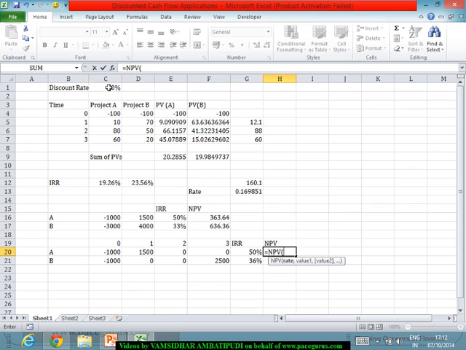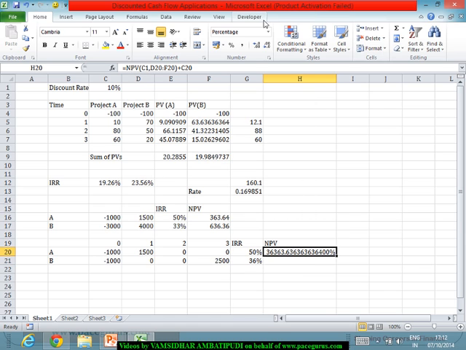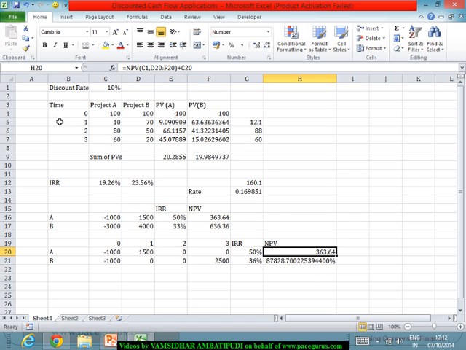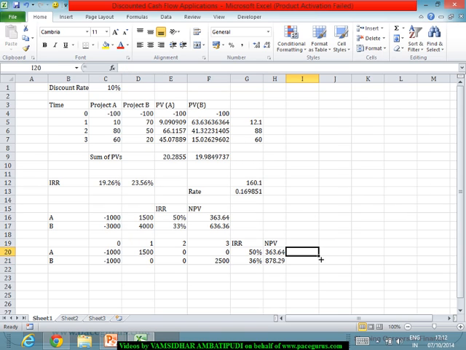If I am going with an NPV rule with a discount rate of 10%, in case of project A, my NPV is a positive 363. Whereas in the second case, the NPV is going to be 878. So again, the NPV is contributing more to the shareholder wealth. Here also you see the size is the same, but the timing of the cash flows is different, and that is what can provide a different value to the NPV as well as to the IRR.